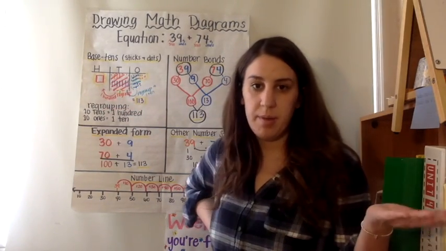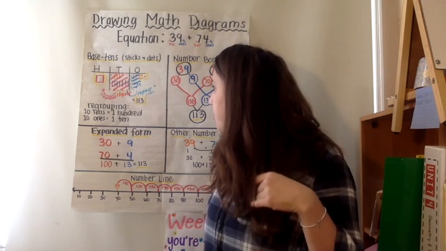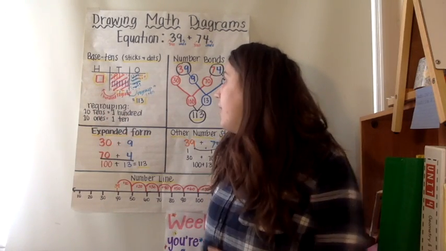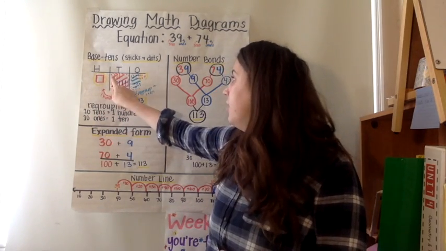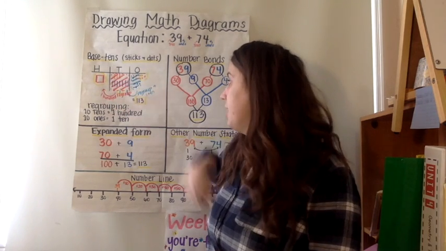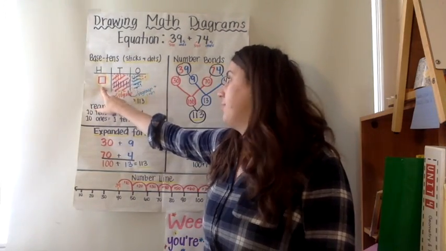After that, I counted them up to see how many I had all together. I noticed that I could regroup. Remember that 10 tens equals 100. So I counted up the tens here. 1, 2, 3, 4, 5, 6, 7, 8, 9, 10. And I regrouped them to make a new 100.